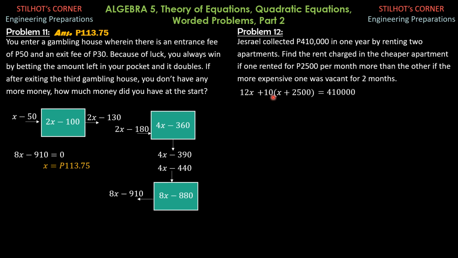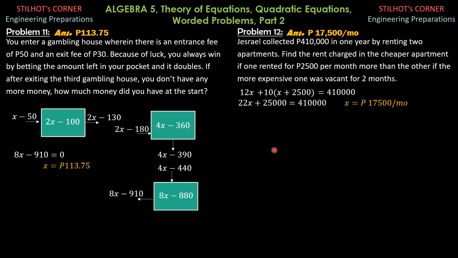So 12x plus 10x is 22x, plus 10 times 2,500, which is 25,000, equals 410,000. Solving for x, 410,000 minus 25,000 divided by 22. So x is equal to 17,500 pesos per month. That's the rent charge in the cheaper apartment.